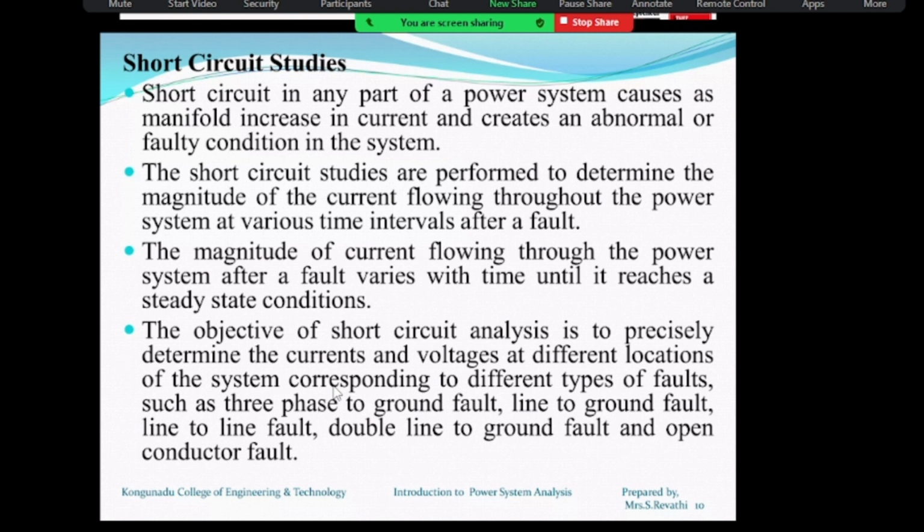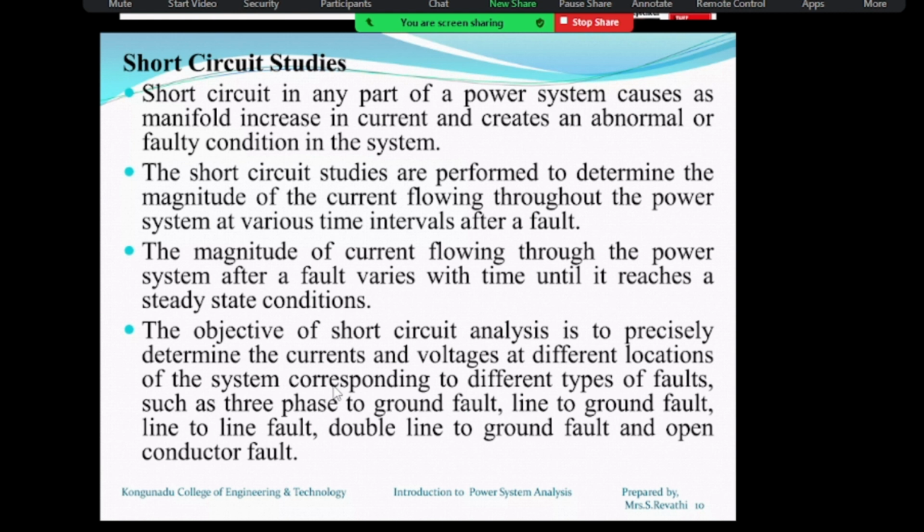A short circuit is any fault in a part of the power system that causes a manifold increase in current and creates an abnormal or faulty condition in the system. What is a short circuit? If something creates an abnormal condition in the system, it is called a short circuit or fault.